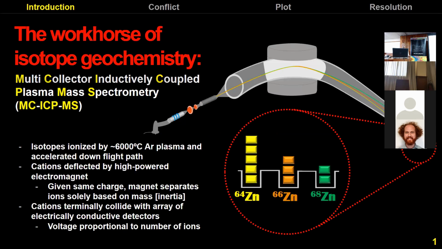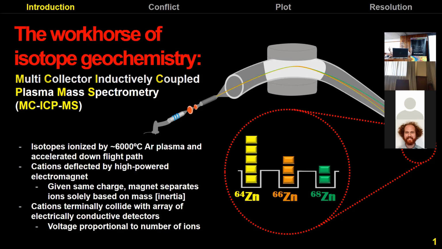Basically, the whole idea is we just ionize the isotopes of an element, using an argon plasma that's burning about the same temperature as the surface of the sun. Kind of cool. We accelerate that down a flight path, and then since those are charged cations, they will be deflected by a high-powered magnet. And if given the same charge, that magnet's going to separate them based on their mass. So it's basically just inertia, and a smaller mass is going to be deflected more.